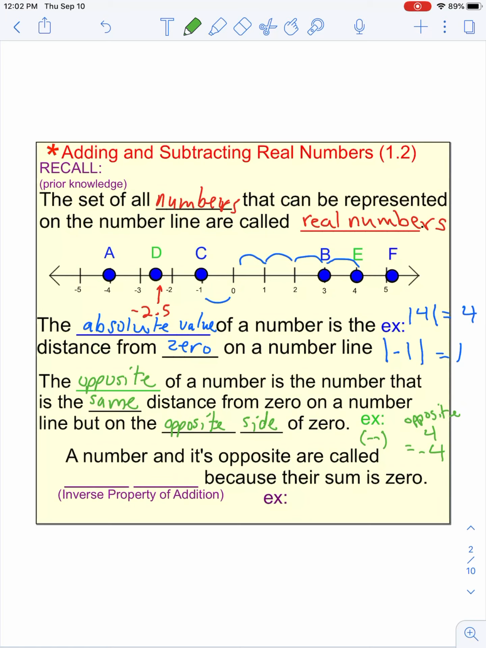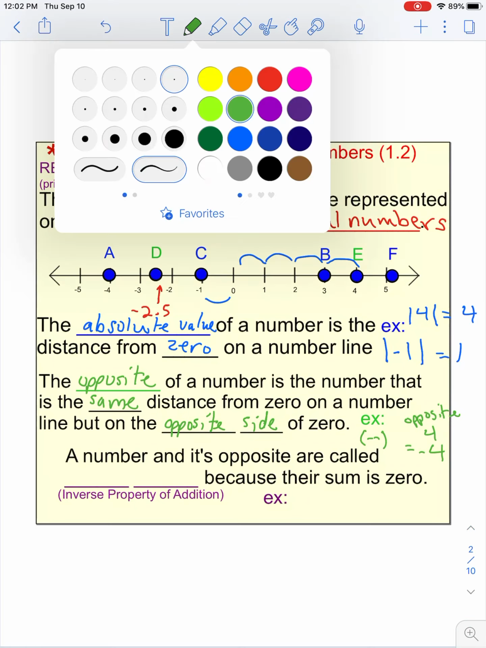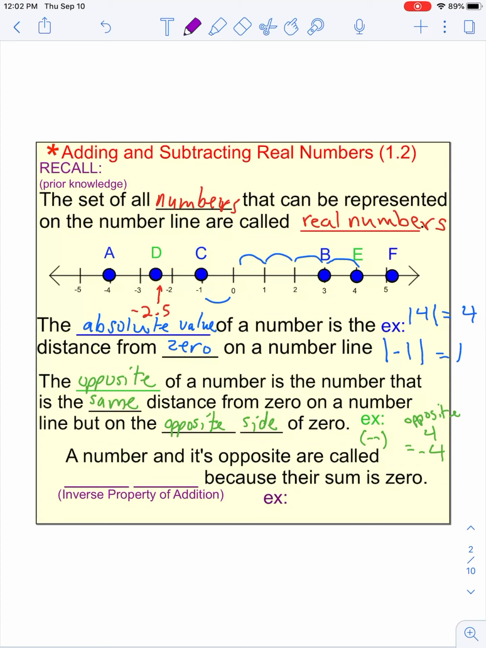Now, opposites and the number itself have a special relationship, and they are called additive inverses. So a number and its opposite are called additive inverses. And their special relationship is their sum will always be 0. So if you take a look at the 4 and its opposite -4, and you add them together, the sum of a number and its opposite will always be 0.